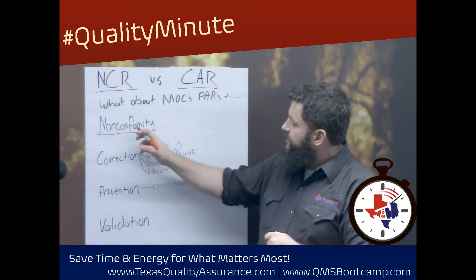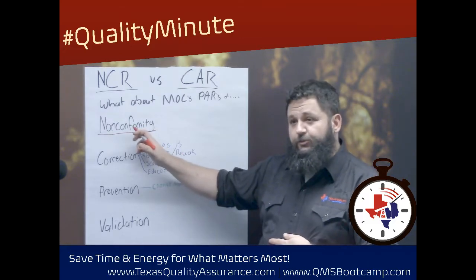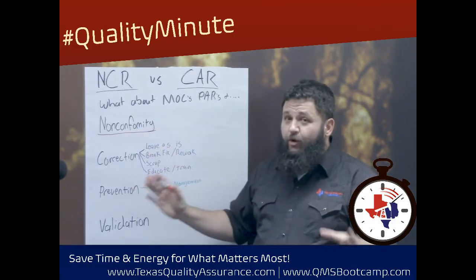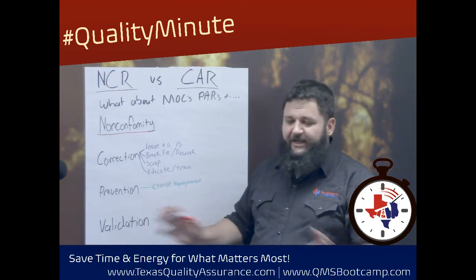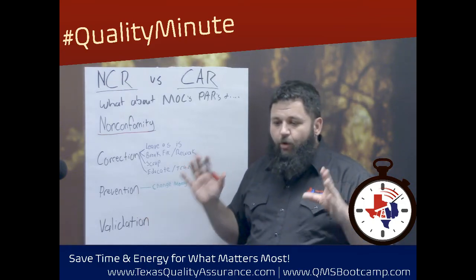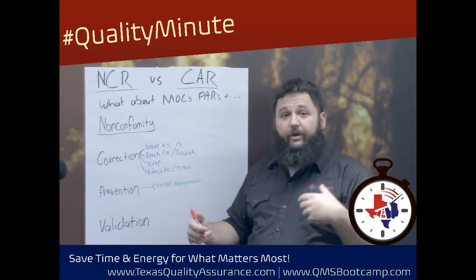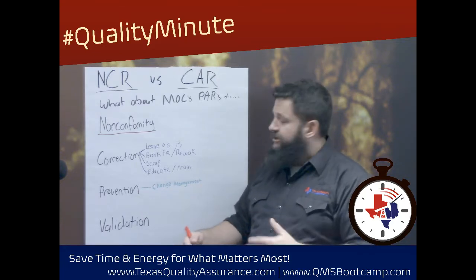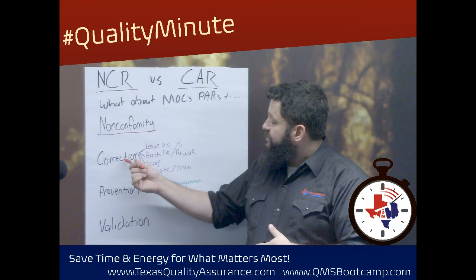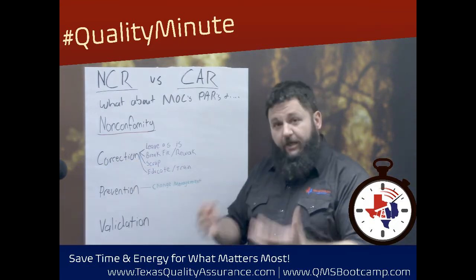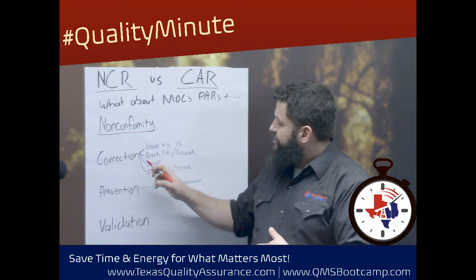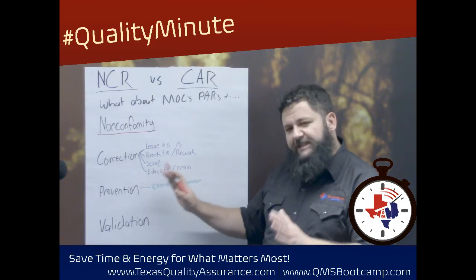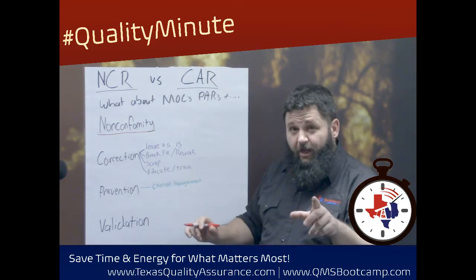So we want to record as many of those nonconformities as we can, but just recording that something went wrong is never enough. We want to not only record that it went wrong, but we need to record what we're going to do about it as a result. So that is where the correction comes into play. Correction, if we assign ourselves a few basic codes here, we can do a lot of good.